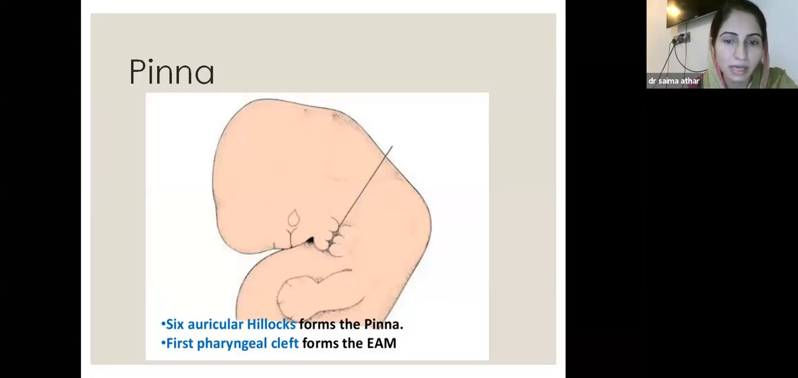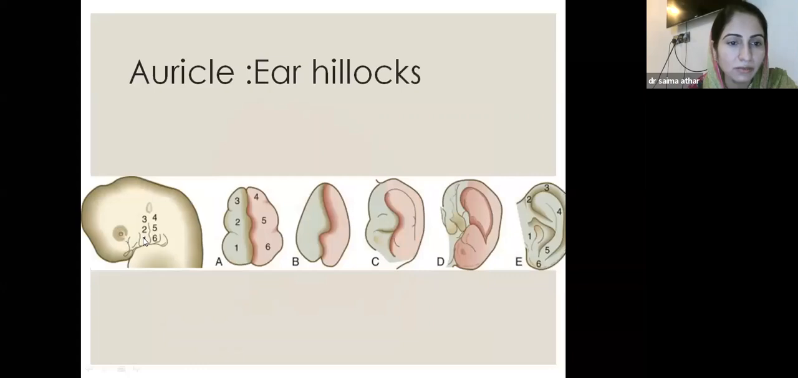3 on the front, 3 on the back. ठीक है, ये आप देख सकते हैं. These are the 1, 2, 3, 1, 2, 3. And what is the site? In between first and second pharyngeal arch, there are 6 swellings which appear to form the pinna or auricle. This is the first pharyngeal arch, 1, 2, 3. That's why the ear, pinna of ear has dual supply.